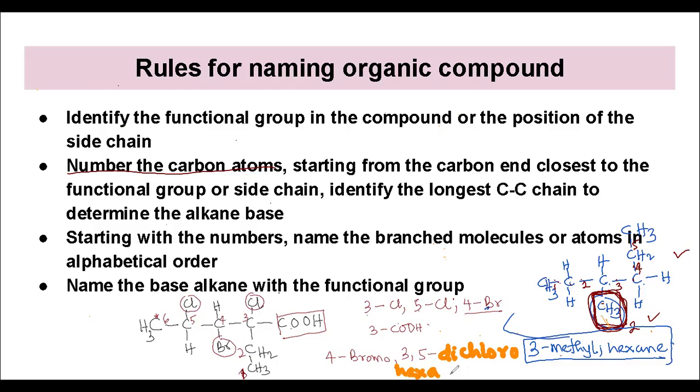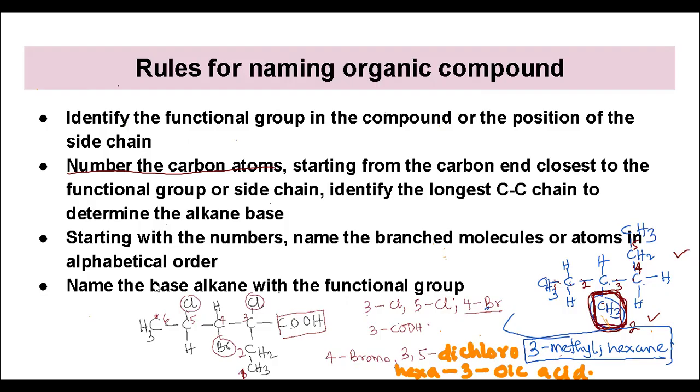Hexa. Now I have to pause here because my carboxylic acid, the functional group, is not on the first carbon atom. I have to indicate the position. So it's hexa, 3 is for the third carbon atom, oic acid. Okay, so the name of this compound is 4-bromo-3,5-difluorohexa-3-oic acid. So that's how to name the organic compound. I think we've achieved what we want to learn there, naming organic compounds.